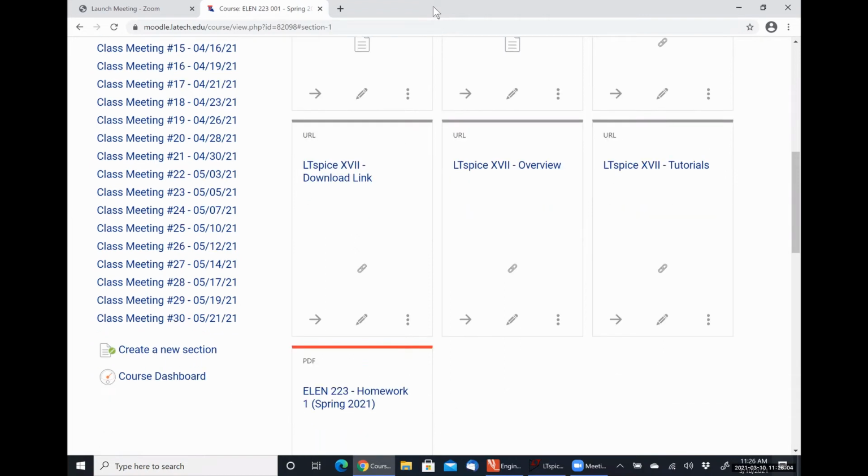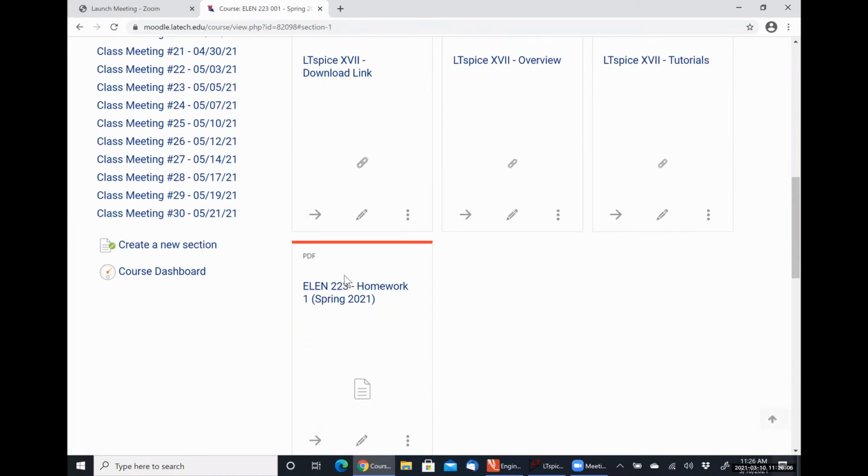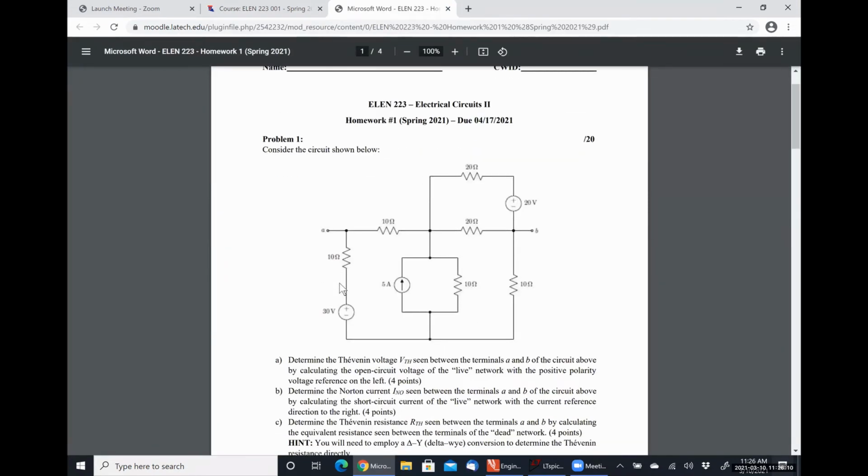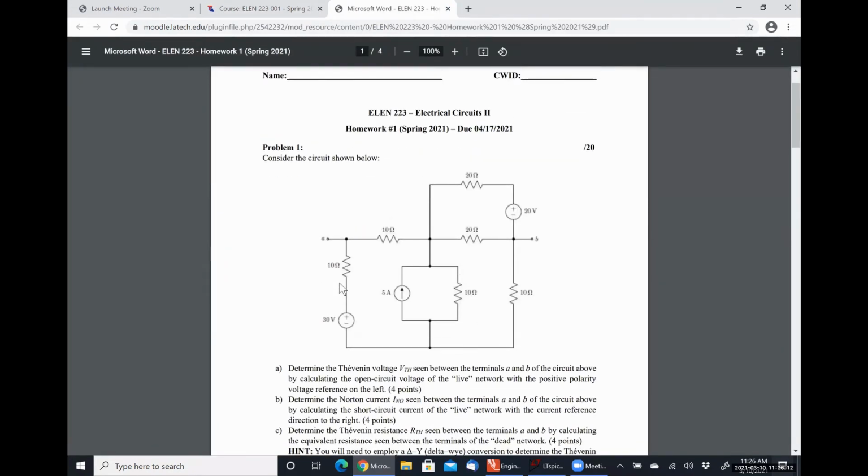So if we look at homework assignment number 1, real quick here, this first problem is, in my opinion, fairly straightforward. No dependent sources or anything like that. And you're asked in part A to find the Thevenin voltage VTH, positive polarity on the left, negative polarity on the right. Part B, you're asked to find the Norton current, reference direction to the right. Part C, you are asked to directly find the Thevenin equivalent resistance.